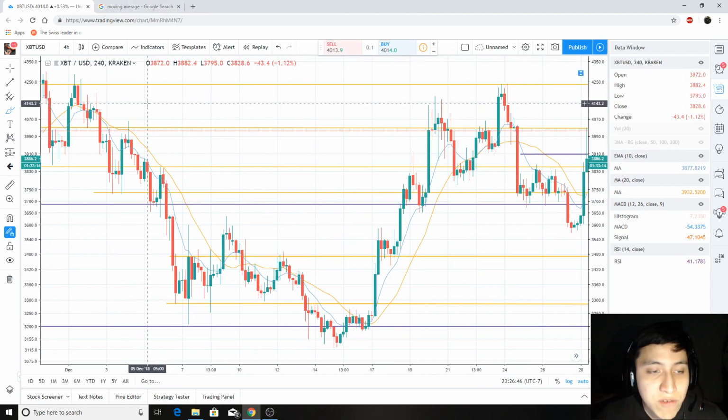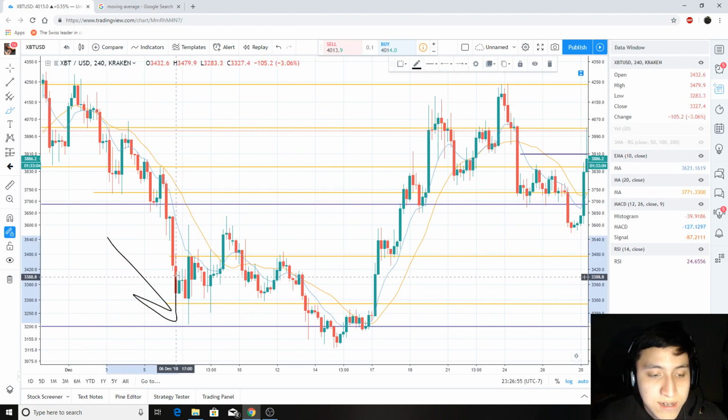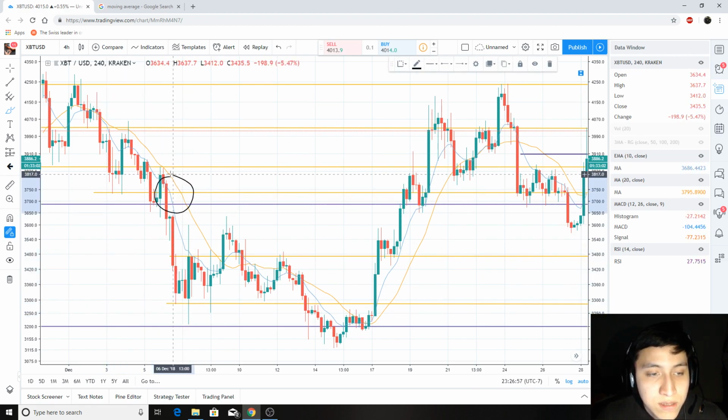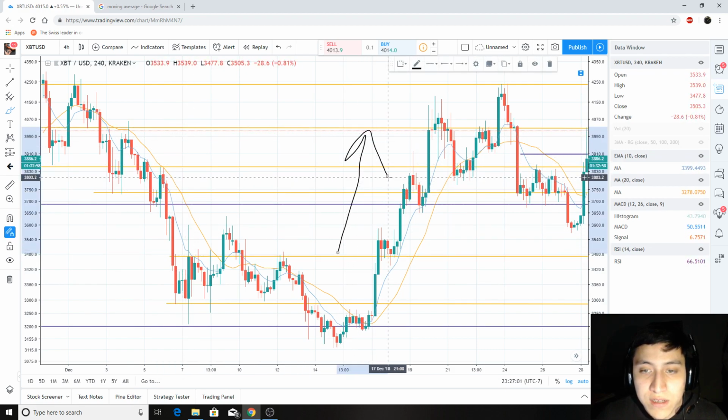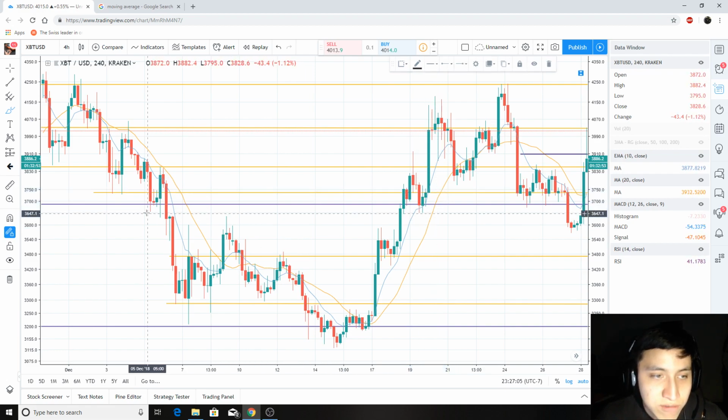Now, the last and final way that we use moving average lines is as both support and resistance. The way they work is that if we're going on a downtrend, the moving averages act as resistance. If we're going in an uptrend, the moving averages act as support. So let's see what I mean.